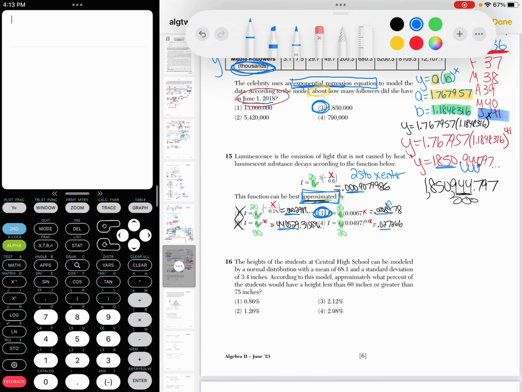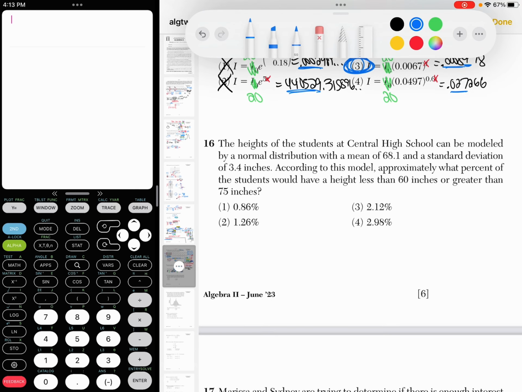Okay, so the moral of that question story is just kind of use your answers to your advantage. Plug in when it says approximated, same, whatever, equal to. All right, let's jump to number 16. This one's much easier than the last couple.